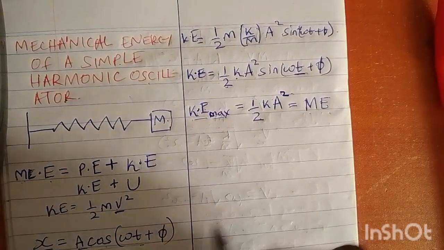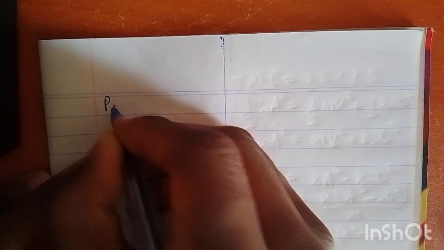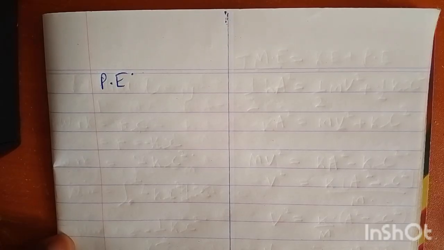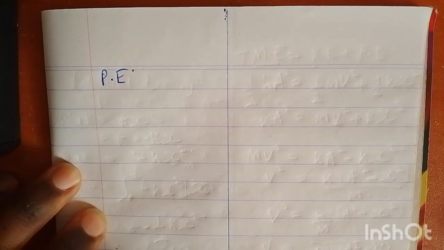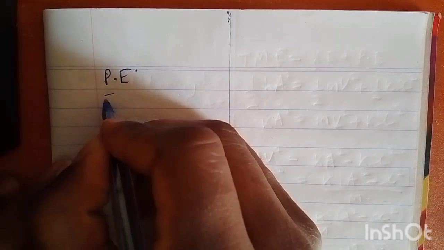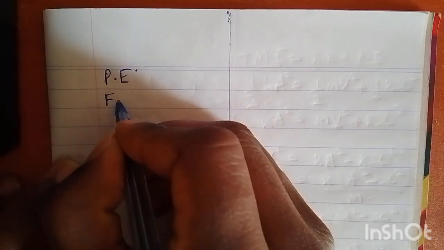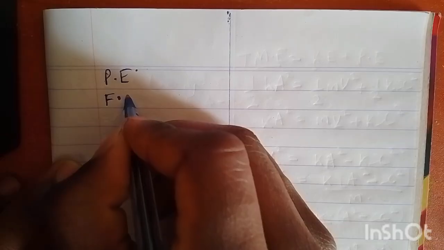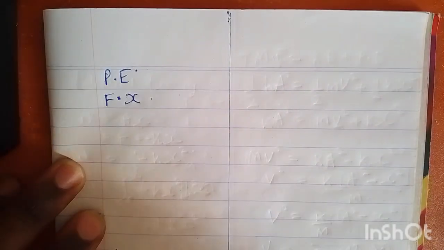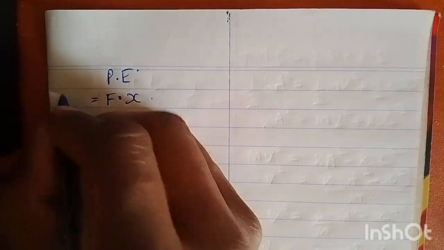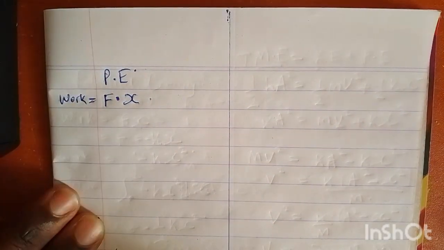Now coming back to potential energy. Potential energy is the energy possessed by a body due to its relative position. Now coming to a mass spring system, according to Hooke's law, we know that force times extension x, say the distance moved by that body, gives us the work done by the spring.